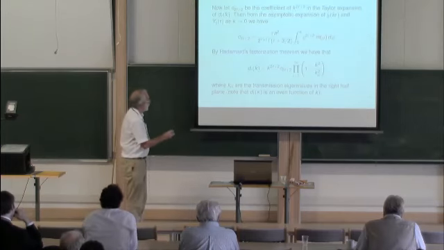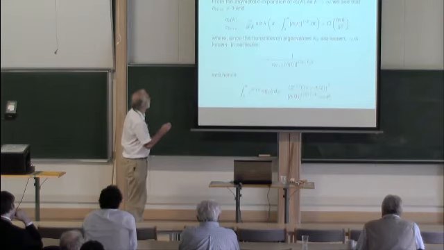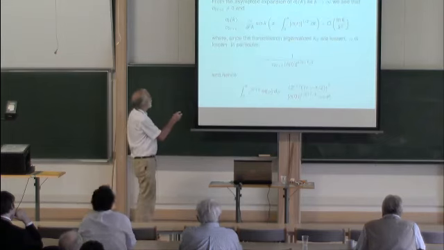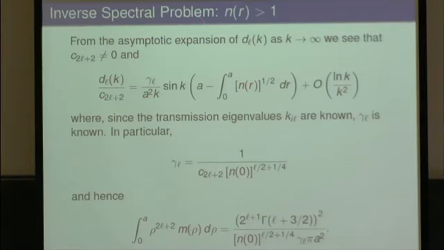Of course, I don't know what the C2L plus 2 is, but what you can show from the asymptotic expansion of the DL of K as K goes to infinity, you can show two things. One, that coefficient C2L plus 2 is not 0. That is actually non-zero. And furthermore, that the ratio of this looks like this.